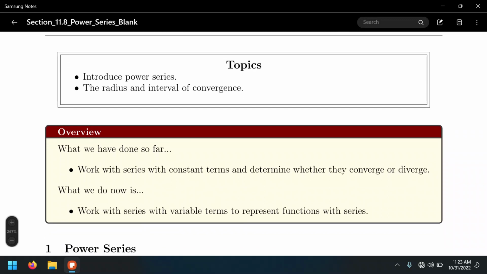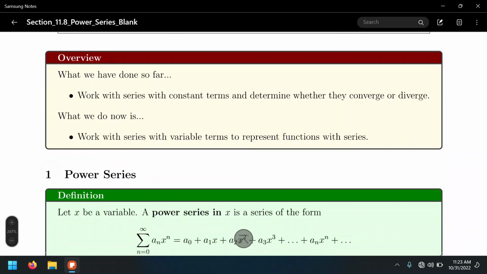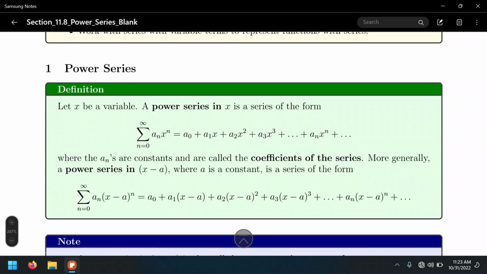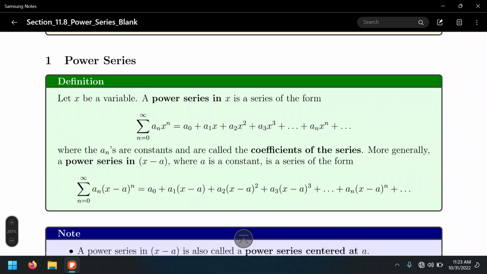Well, what is that variable term? Well, surprise, it's the letter x. That's the letter that we use very often to describe a variable. You know, more often than not, it's an independent variable, while the dependent variable is a variable y.